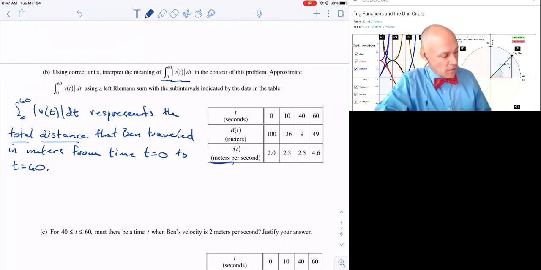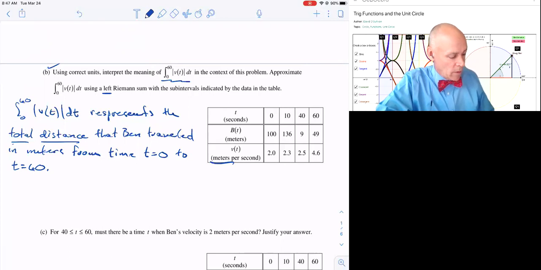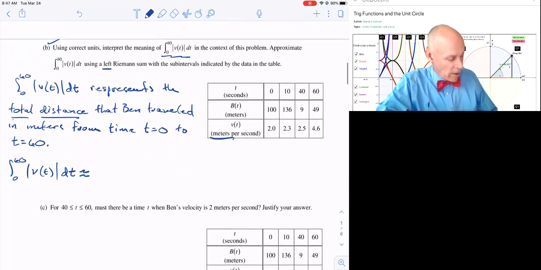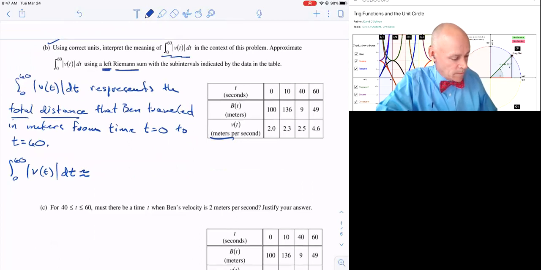Okay, so that's the first part. Use correct units, and I interpreted that meaning. Now I'm going to approximate the definite integral using a left Riemann sum with subintervals indicated by the data in the table. Okay, so my approximation, I'm going to set up like this. 0, 60, integrand is speed, absolute value of velocity. Okay. Approximation, so I'm going to use the approximation symbol, not an equal sign. And then I'm just going to put it's a left Riemann sum.